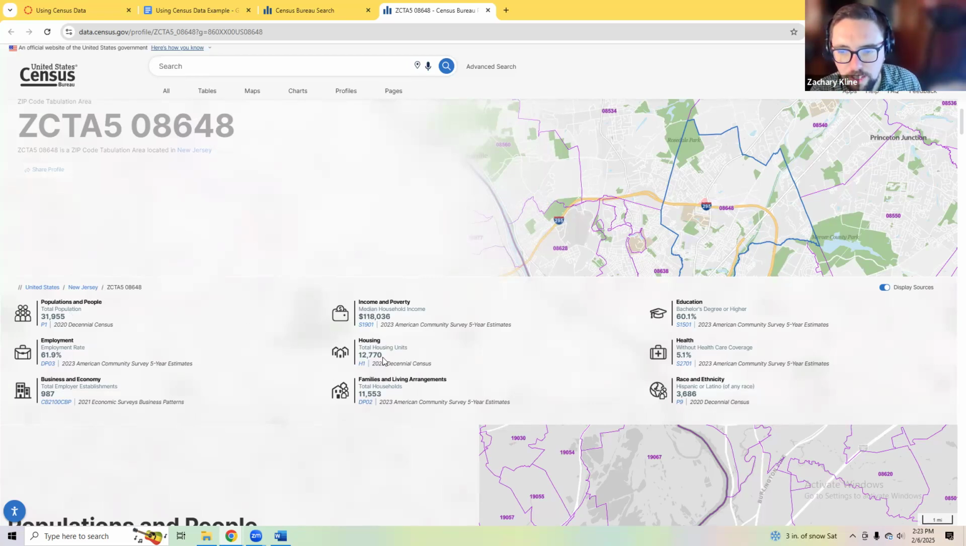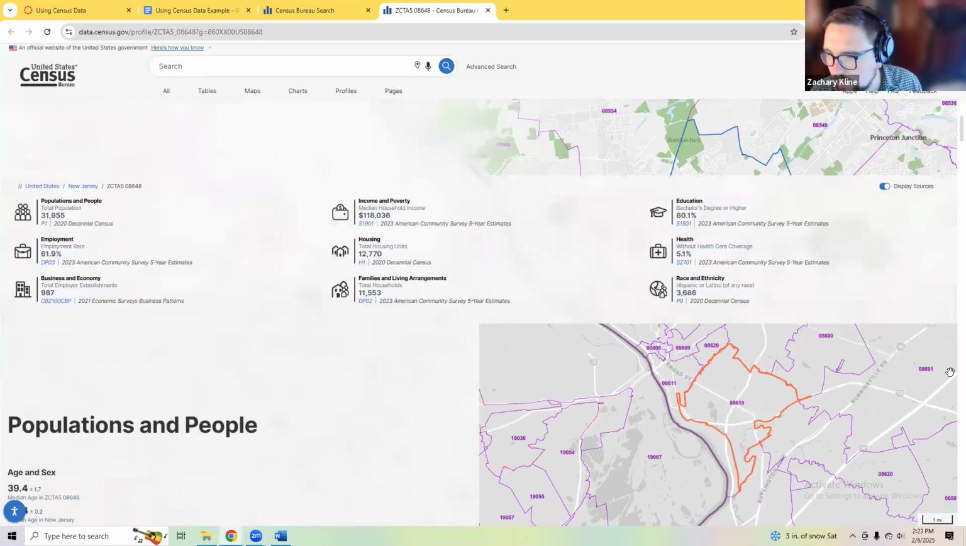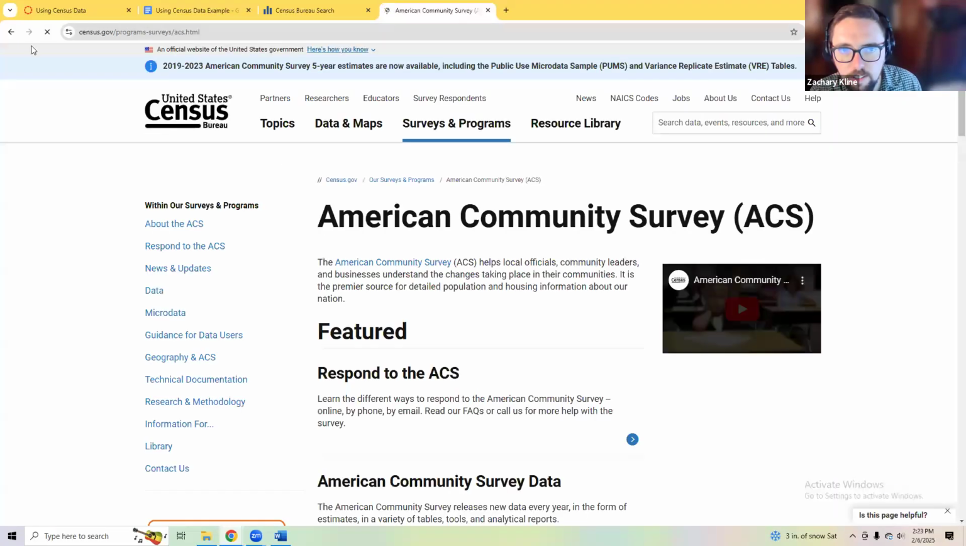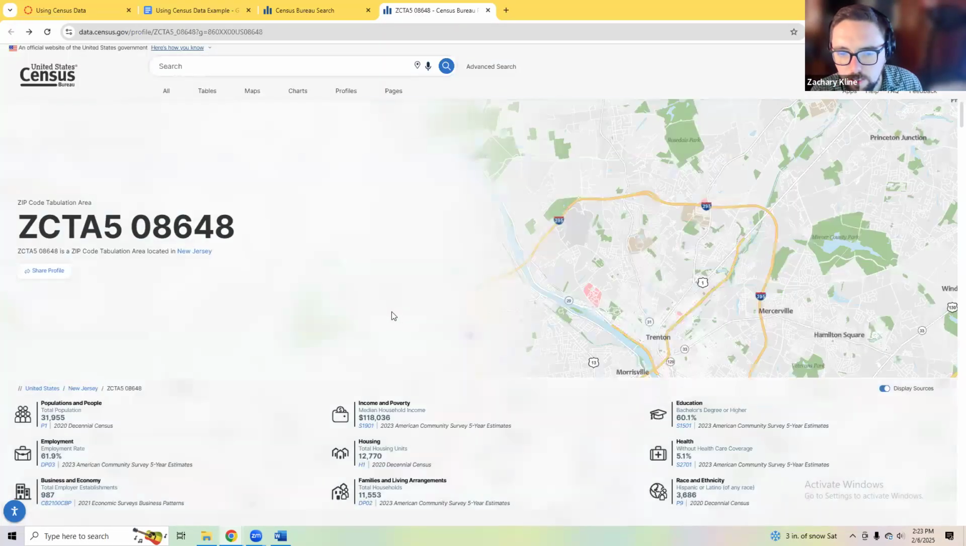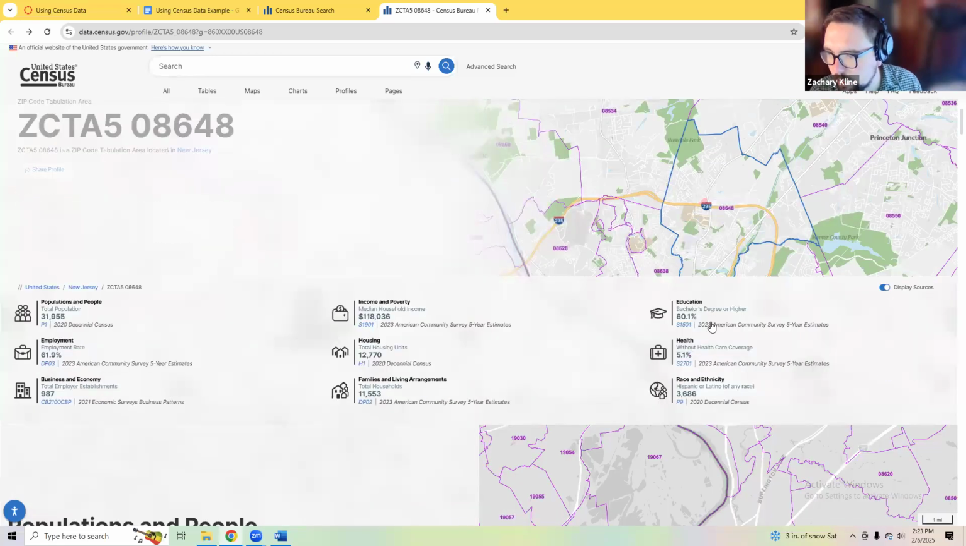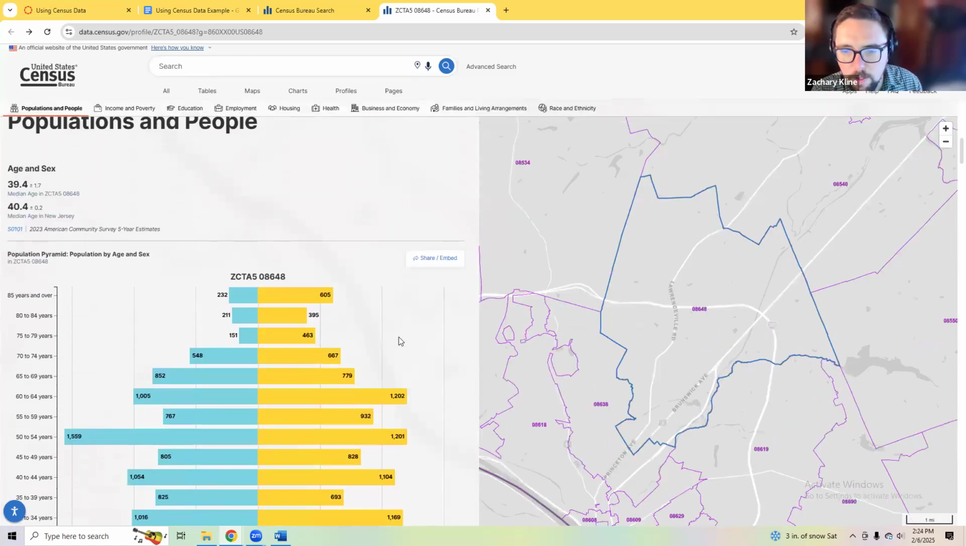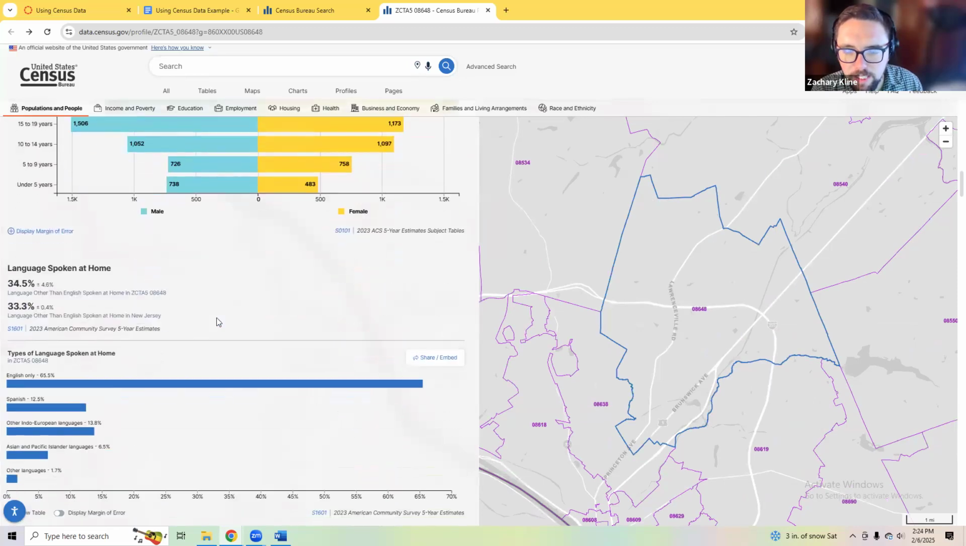There's around 12,770 total units. There's 11,000 families. So notice the units and households are different things, right? 60% of folks in Lawrenceville have a bachelor's degree. Wow, that's really, really high. 5% do not have health insurance, and a little under 4,000 are Hispanic or Latino. I don't know why it gives that as the one summary, but that's what we got. So here's our age pyramid and so on down the line.